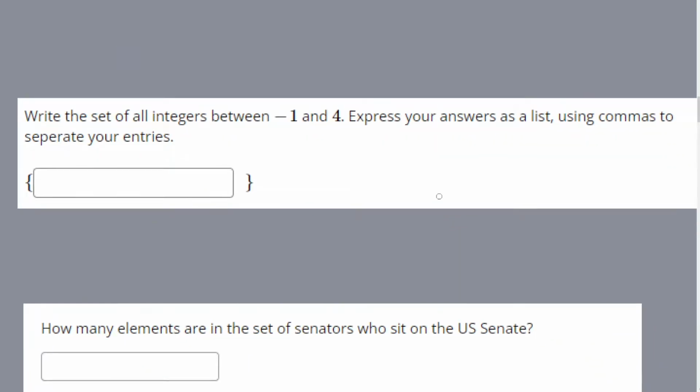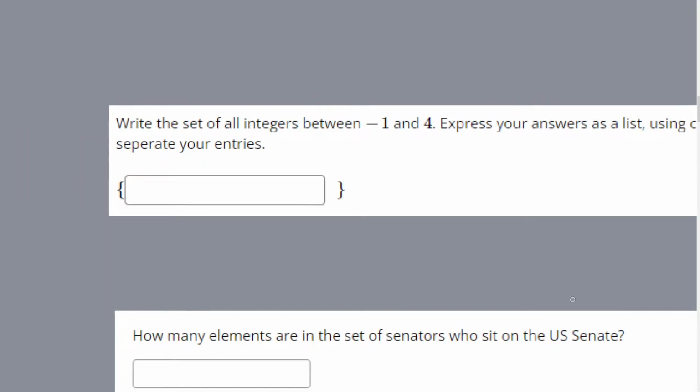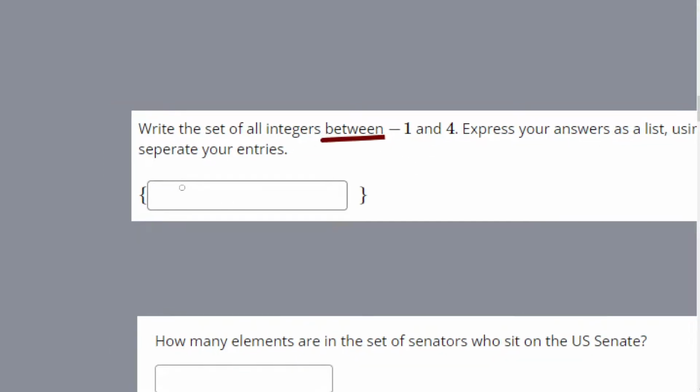Write the set of all integers between -1 and 4. Use a list and use commas to separate your entries. So this basically is saying we want to make sure that we are doing between -1 and 4. So that does not include -1 and 4. So we'd say 0, 1, 2, 3. That would be our answer.